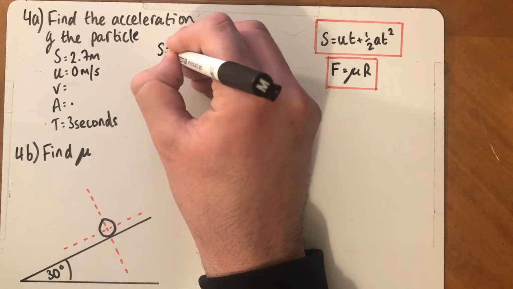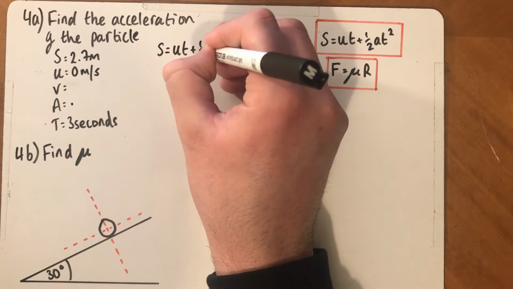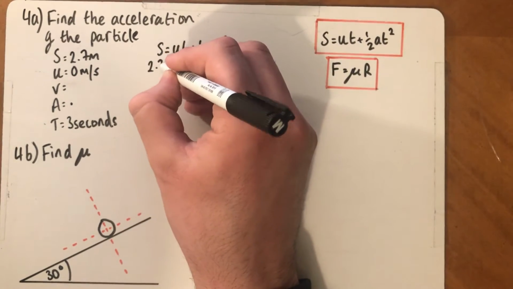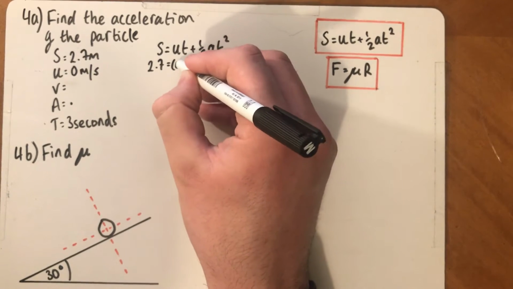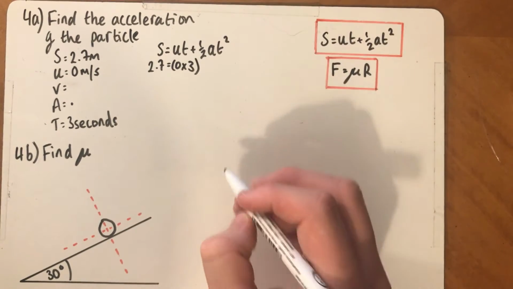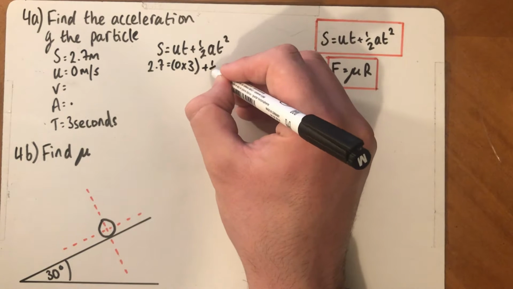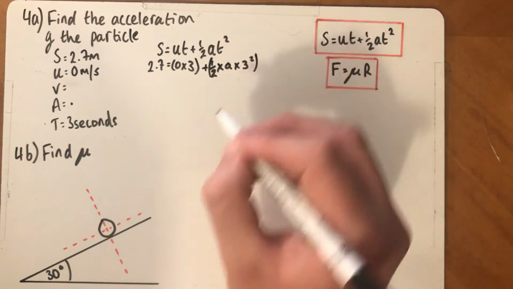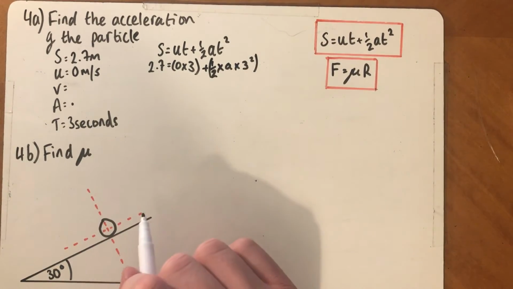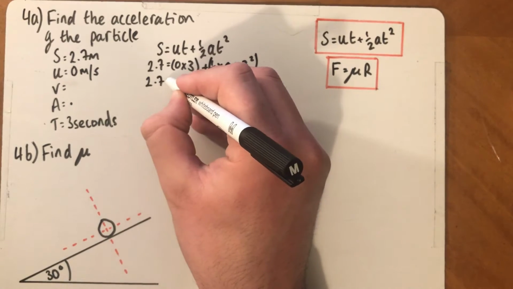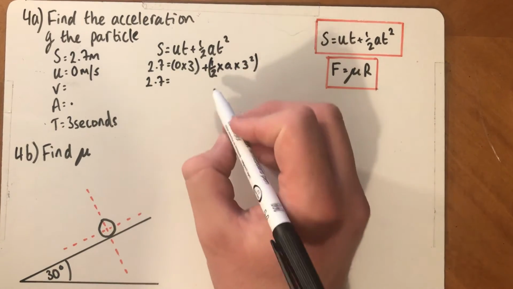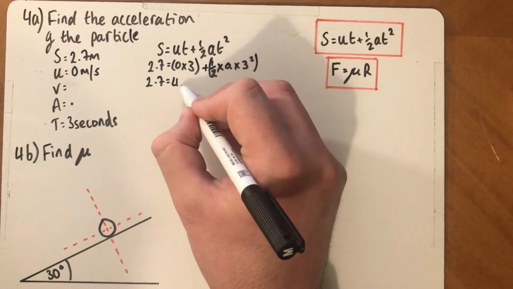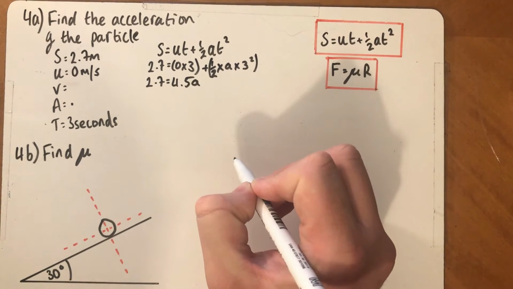Okay, so I'm just going to write out this formula again here. And on the next line, I'm going to substitute each of the values in. So we know s is 2.7, u was 0, times the time, which was 3, plus a half times a times 3 squared. I'm just subbing each of the values into the formula. If we compute each of these now, 0 times 3 is 0, 3 squared is 9, 9 times a half is 4.5, so we're just left with 4.5a on the right hand side.